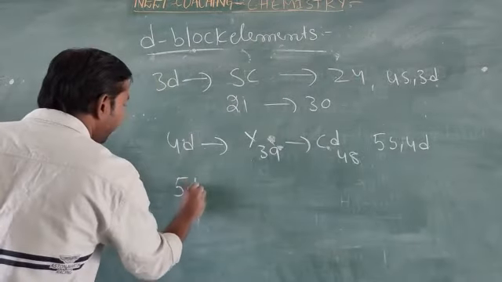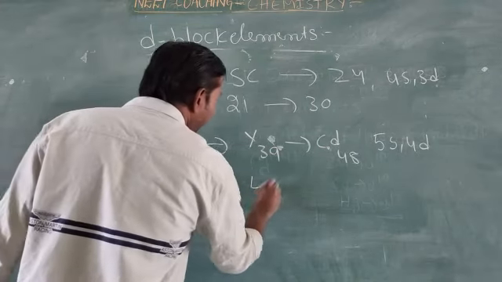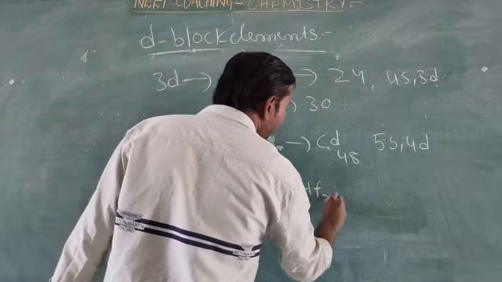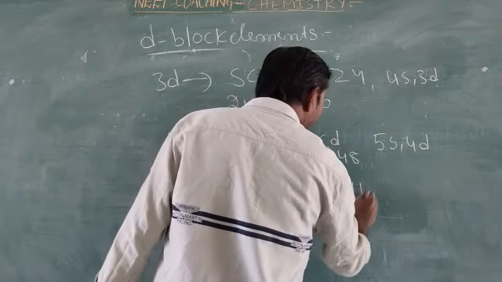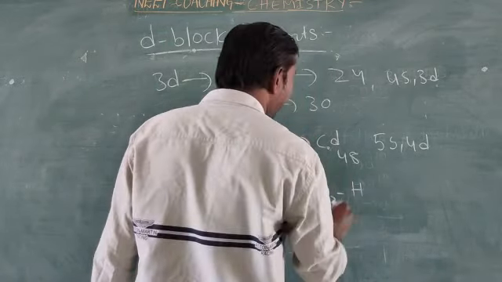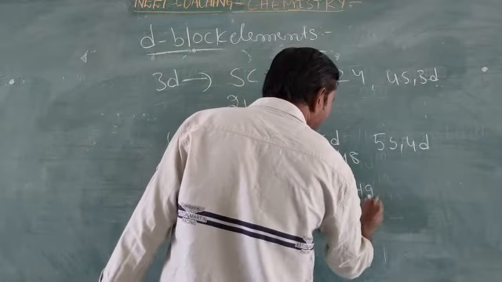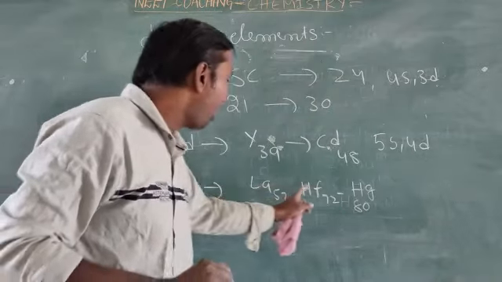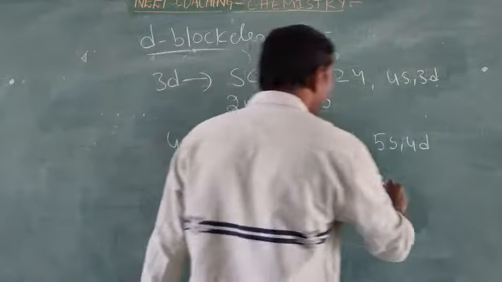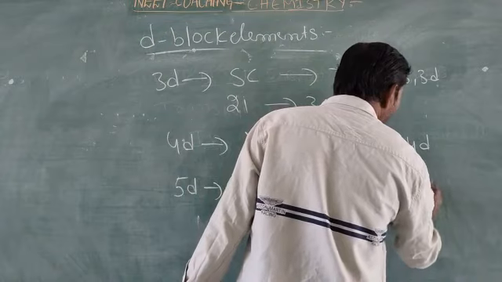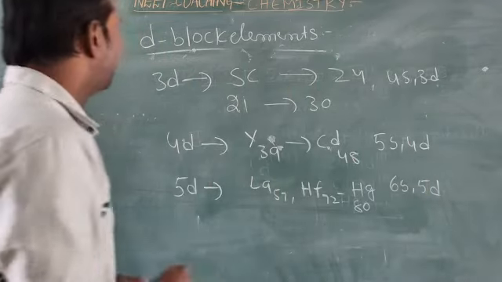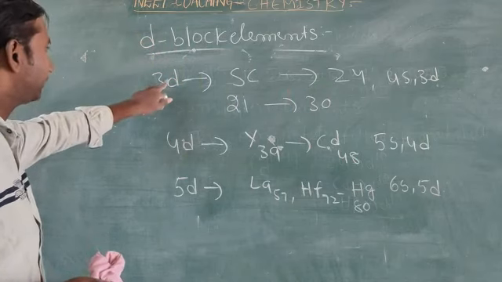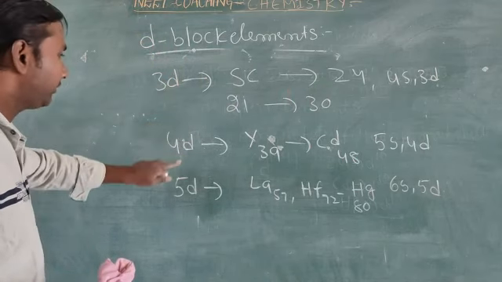Next, the 5d series: lanthanum 57, hafnium 72 to mercury 80. So lanthanum, hafnium to mercury. Here 6s, 5d. Generally, d block elements have 3 series: 3d series, 4d series, 5d series.